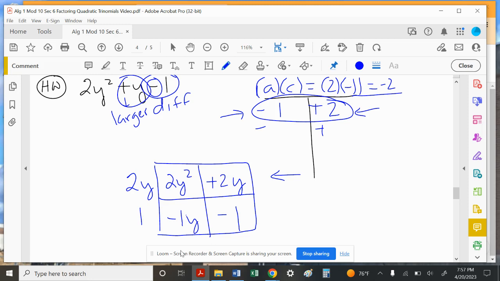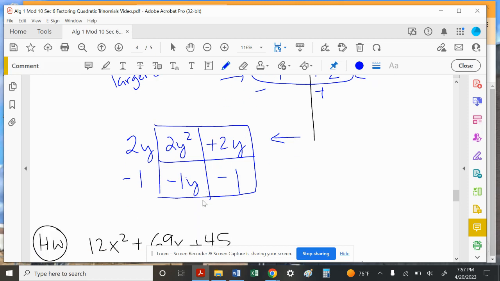And then you look at the closest box to this number here. If it's negative, then this is negative. If it's not negative, then this would be positive. So the next thing that we're going to do now is we're going to go up. Notice here what's common between 2 and 1. The only number that goes into both of them is just a 1. And then we have a y because of the y squared and the y. And then we can see that this is positive. That's why it's a positive in front.